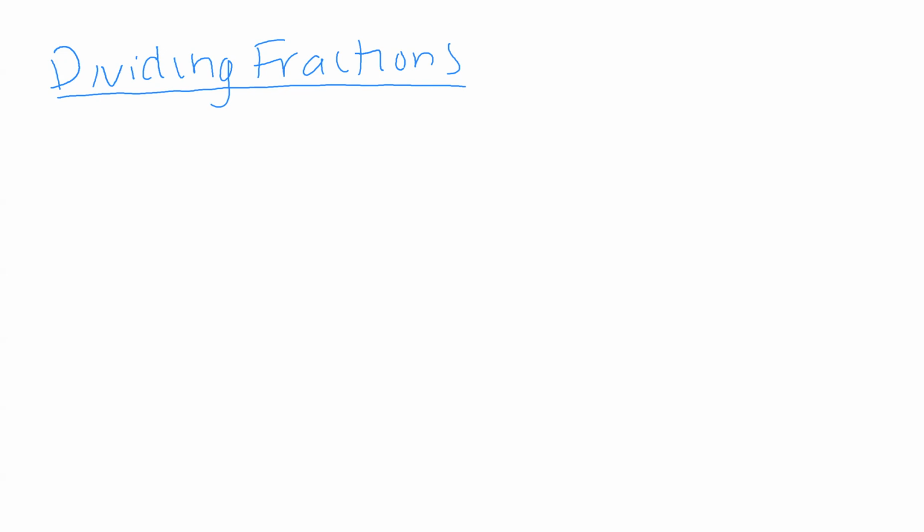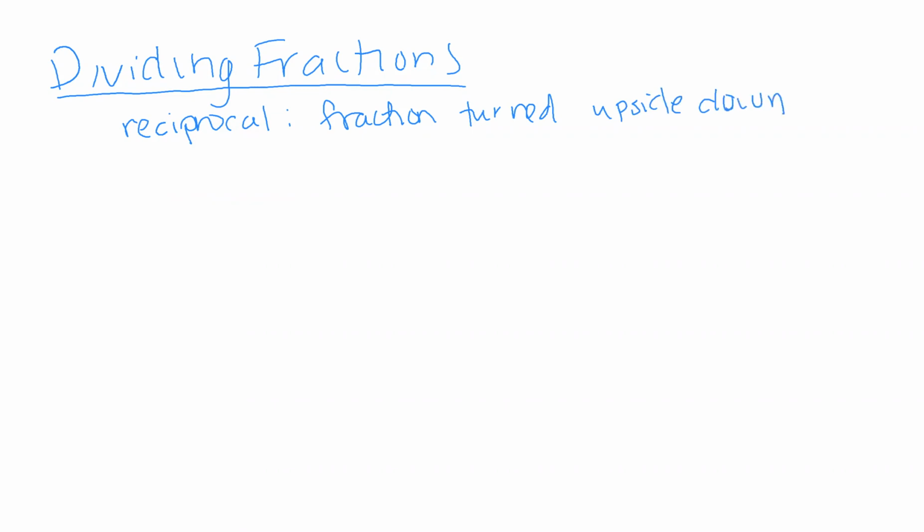So let's talk really quickly about a reciprocal. It's just a fraction turned upside down. That is not a technical or a formal definition. It just tells you kind of what you need to do. So if I had the fraction 2/3, the reciprocal is 3/2. And if you take two reciprocals and you multiply them, you get 1.